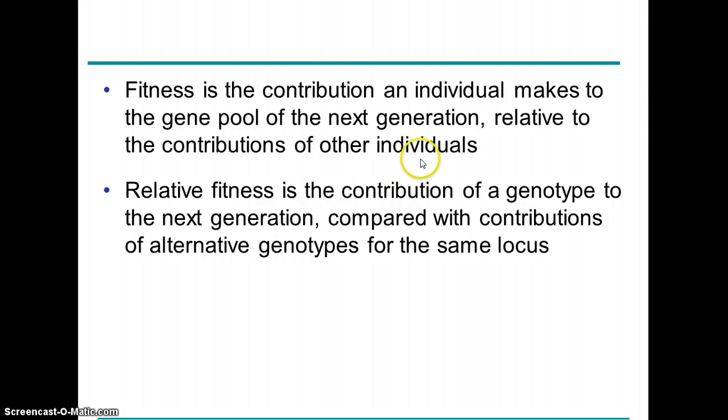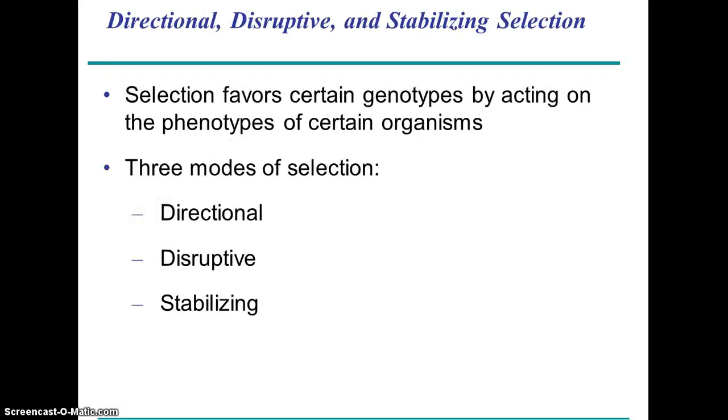Okay. So if we talk about relative fitness, what we mean there is the fitness of particular genotypes. Are particular genotypes more successful at passing on their genes to the next generation than other genotypes?